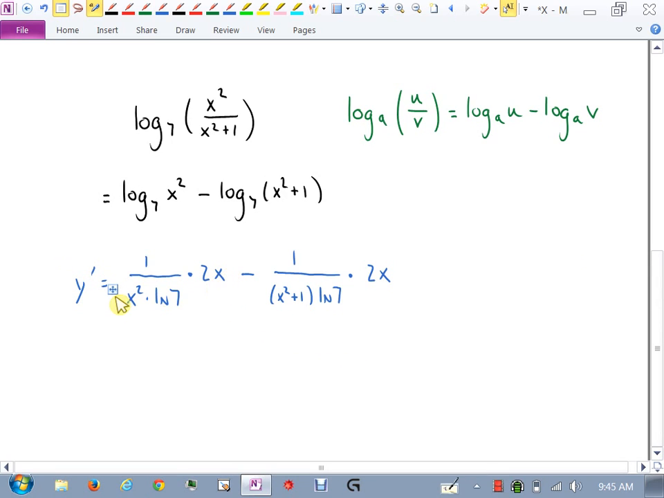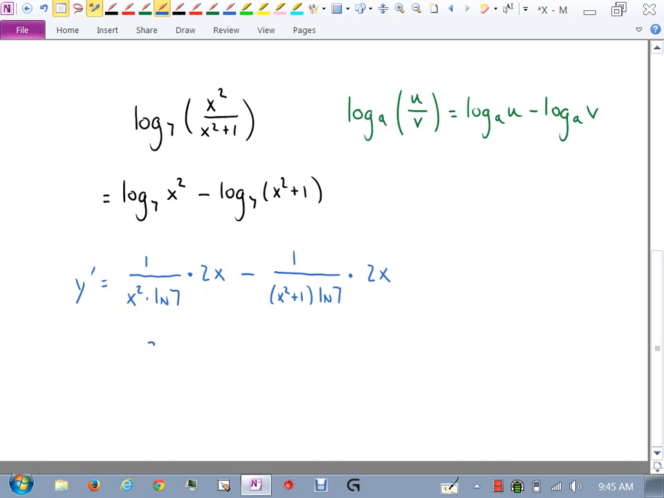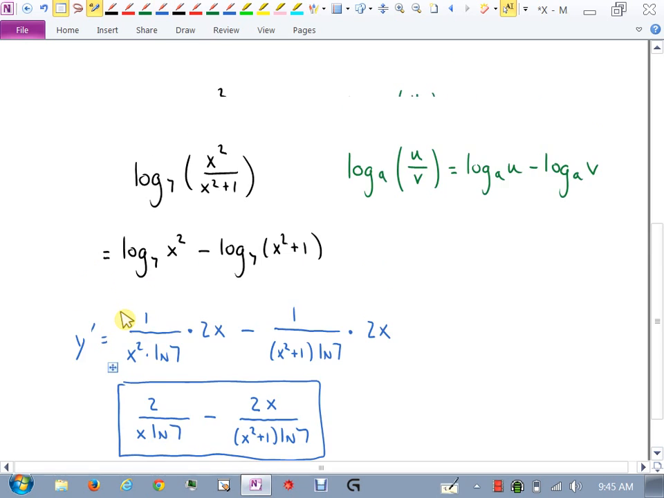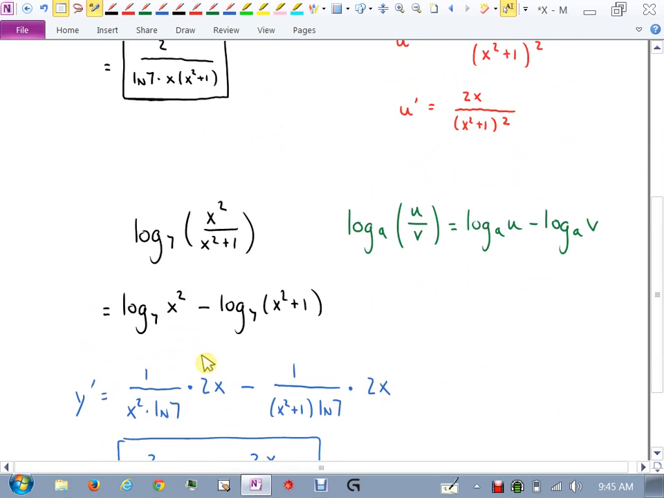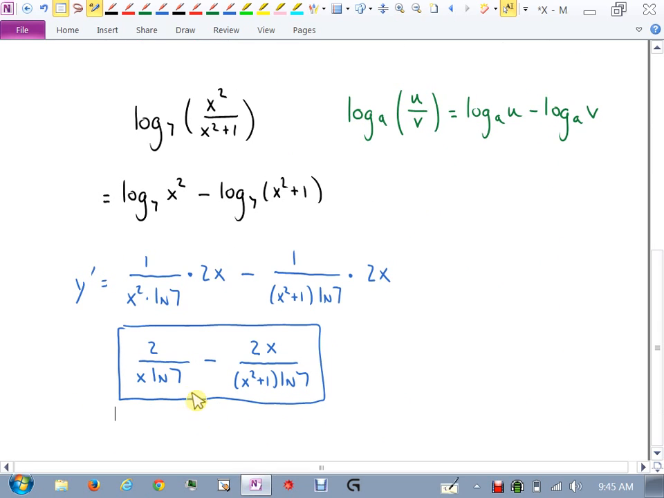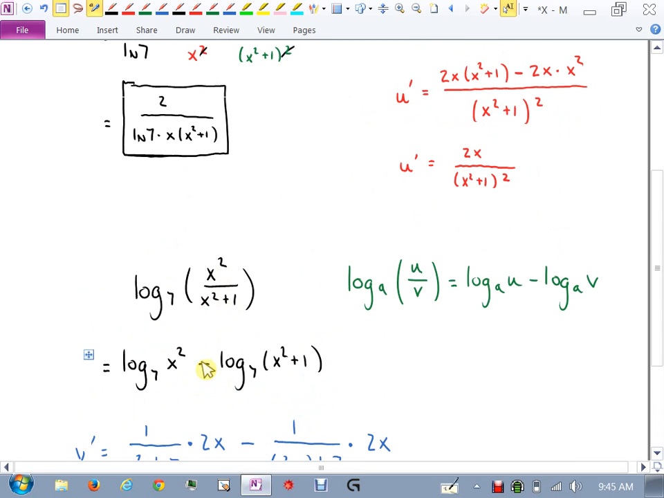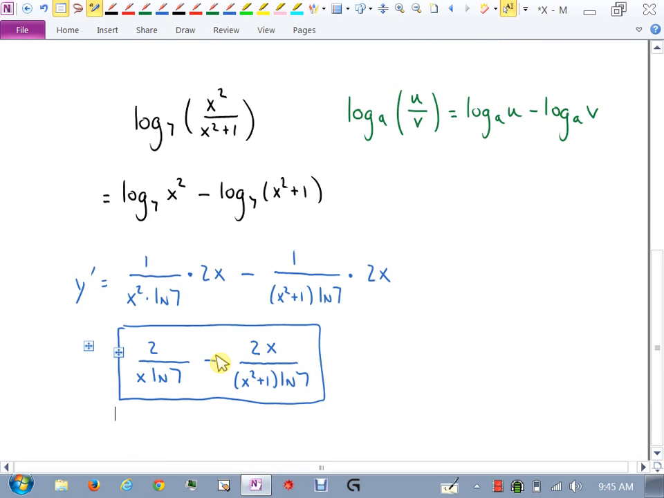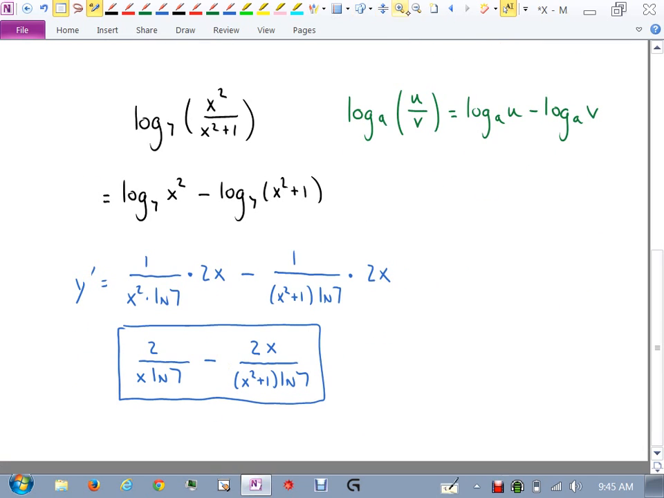And you can cancel this x and this x, right? Which becomes 2 over x ln 7 minus, over here you cannot cancel the x, so 2x over x squared plus 1 ln 7. That is done. The answer does not look like the previous answer, but it is the same answer. The way you could get this to become that up there is to just get a common denominator, but we're not going to do that. So either way would work here. All right, let's look at the last one, F.